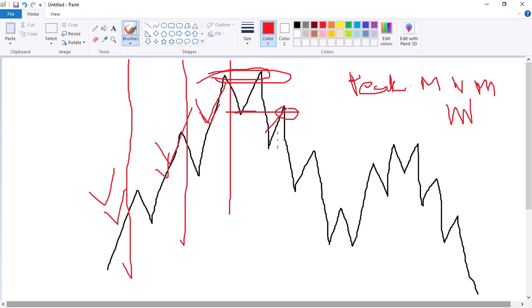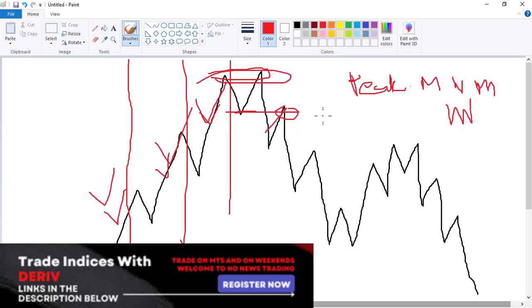We are going to be using order blocks to get into the trade, flip zones, and the patterns that we already know. But I want you to get something before we go to look at the real charts. After a peak formation, you also count three days. So this is a Friday, this is a Saturday, this is a Sunday.